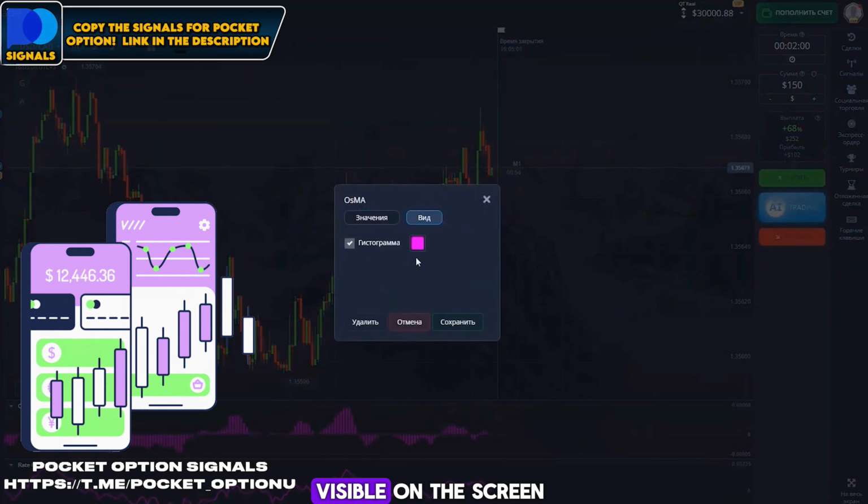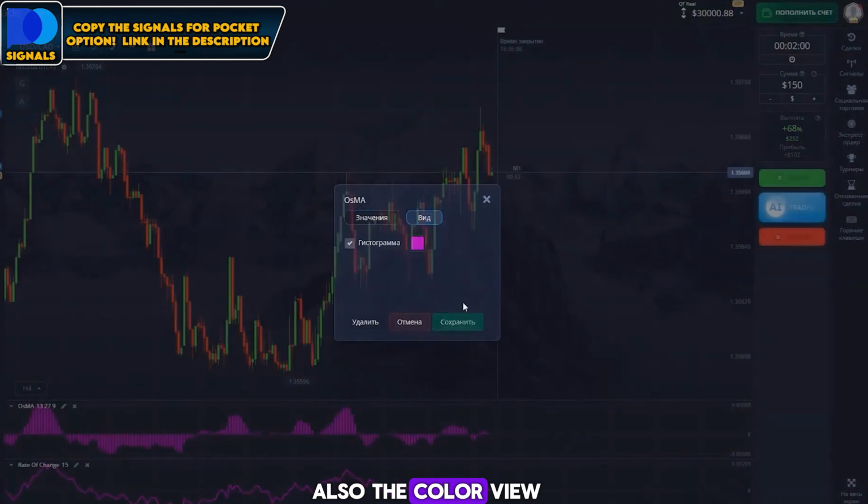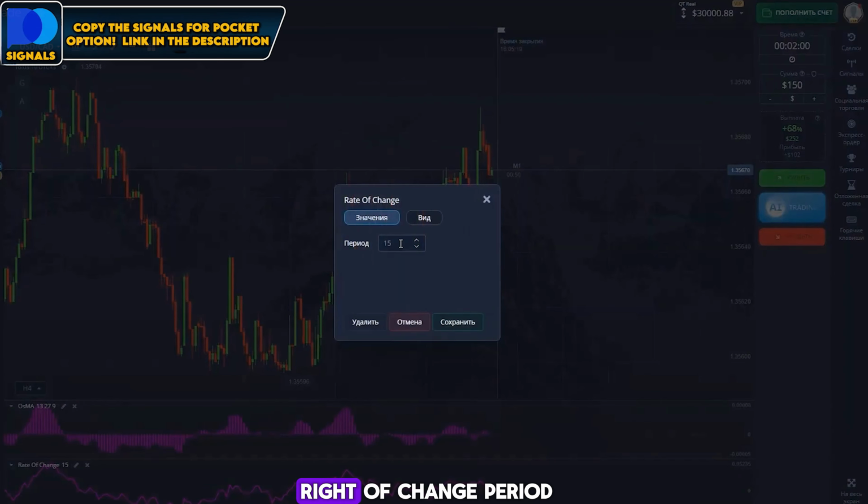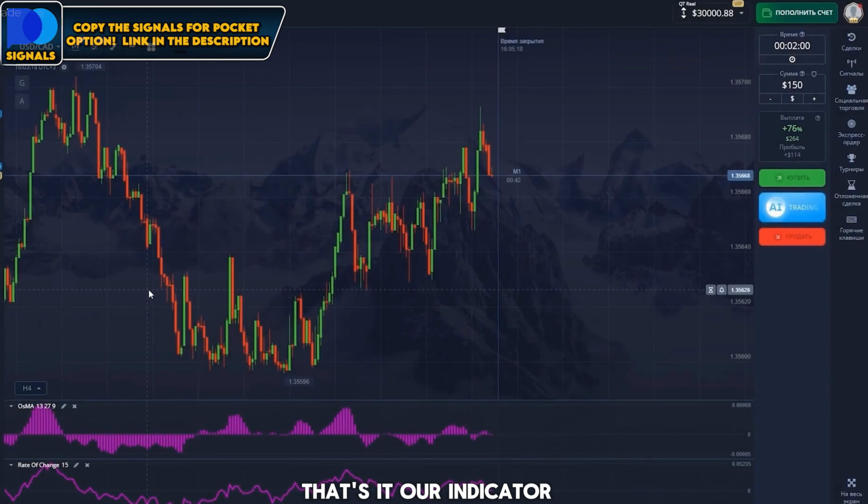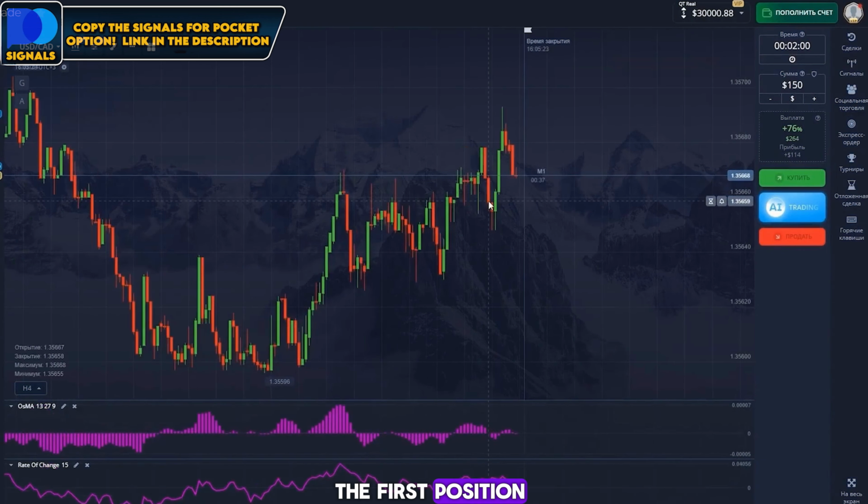The Osmo settings are visible on the screen. Also, the color view on the histogram is like this. Rate of change, period 15, has the exact same color, just the line width is 2 pixels. That's it. Our indicator strategy is ready for use. Now let's find and place the first position.